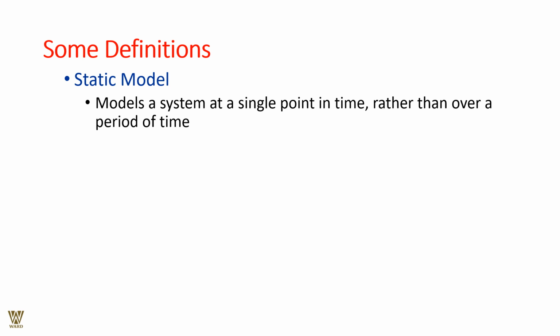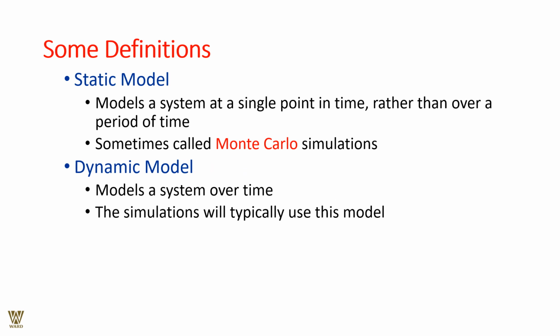We look into the static model. It models a system at a single point rather than over a period of time. That is almost a fixed model, sometimes also called the Monte Carlo simulation. We will have a discussion, and it is quite an interesting one, on Monte Carlo simulation. But before that, we need to understand the dynamic model. It models a system over a period of time, which keeps on changing with the passage of time.